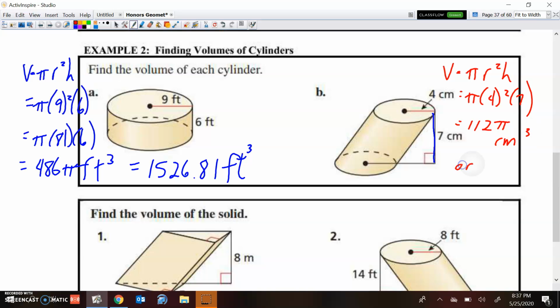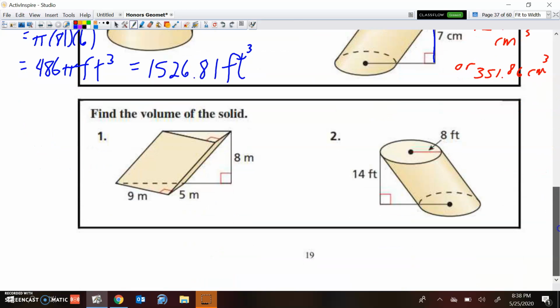Or I can rewrite that as 351.86 centimeters cubed. Either one works, okay? All right, I feel like you're probably doing a pretty good job with these, as it's just a lot of substitution and calculating based on that. So let's practice 2 more to make sure there's no questions, especially when this principle comes into play.